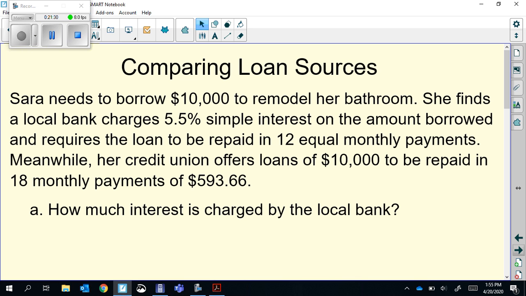All right, Sarah needs to borrow $10,000 to remodel a bathroom. She finds a local bank charges 5.5% simple interest on the amount borrowed and requires the loan to be repaid in 12 equal monthly payments. Meanwhile, her credit union offers $10,000 to be repaid in 18 monthly payments of $1,593.66.